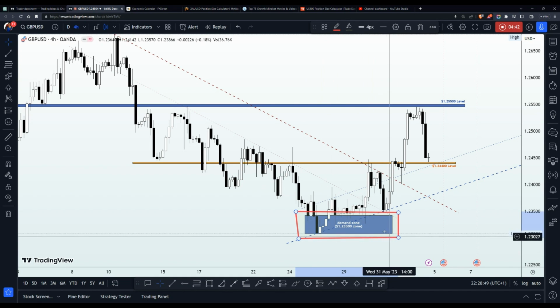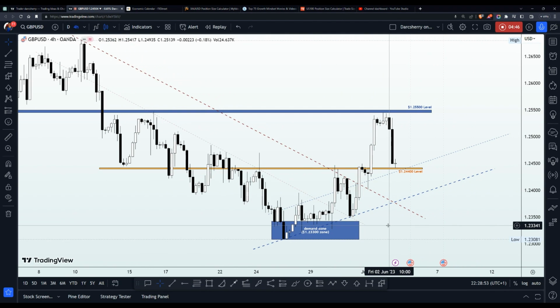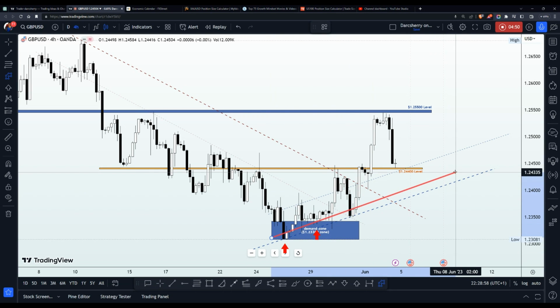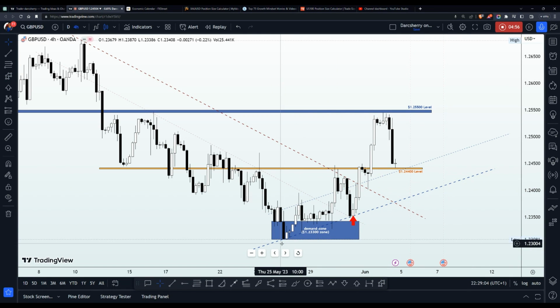So with that situation here, I had a demand zone identified and coupled with the bullish trend line here after connecting the series of higher lows, we have a new structure to guide a potential bullish move to the upside.